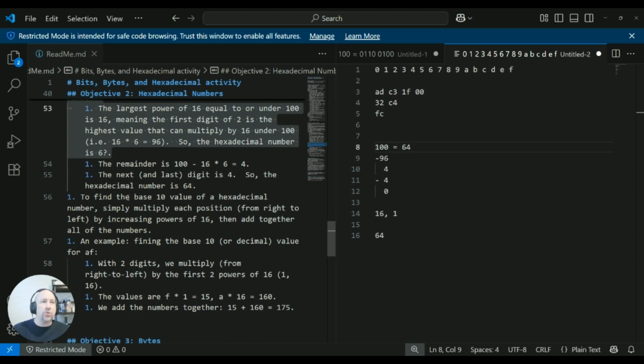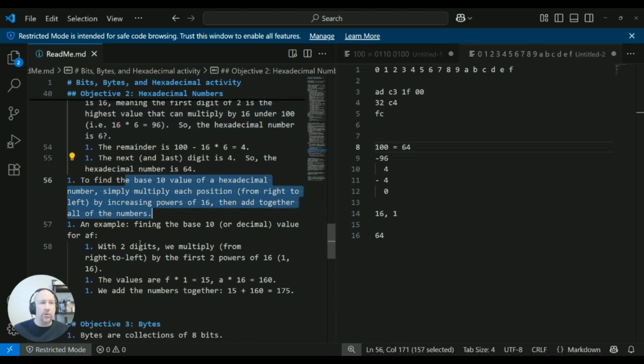So let's also go the other way. We're going to find the base 10 value of a hexadecimal number. We're going to start with the number AF.